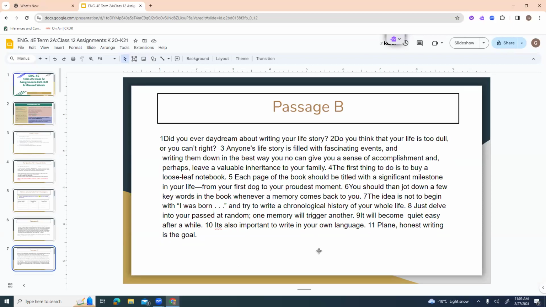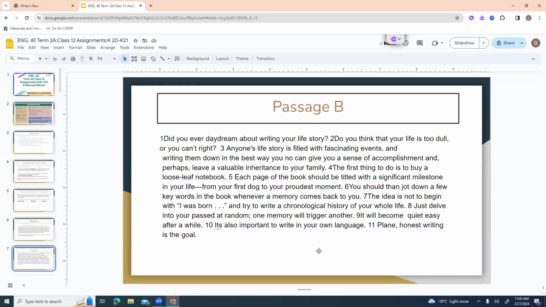Passage B. Did you ever daydream about writing your life story? Do you think that your life is too dull or you can't write? Anyone's life story is filled with fascinating events, and writing them down in the best way you know can give you a sense of accomplishment and perhaps leave a valuable inheritance to your family.